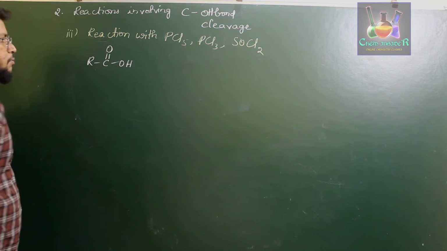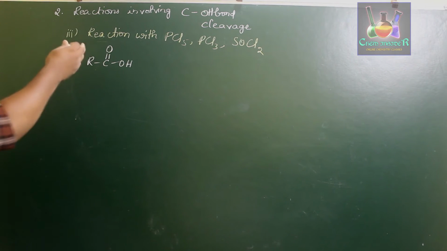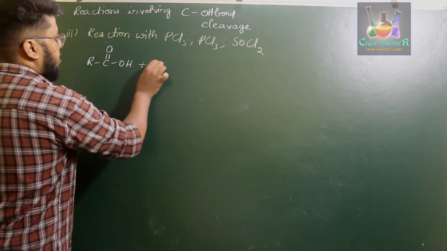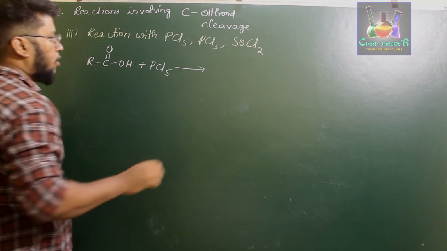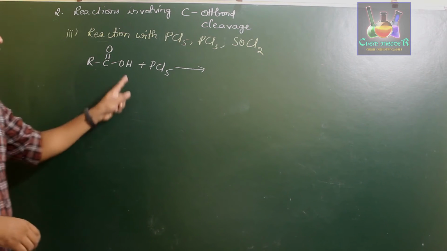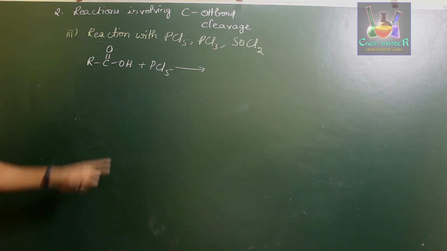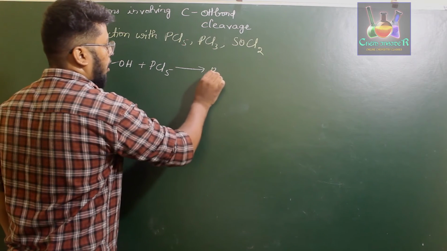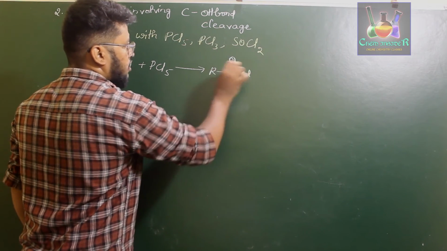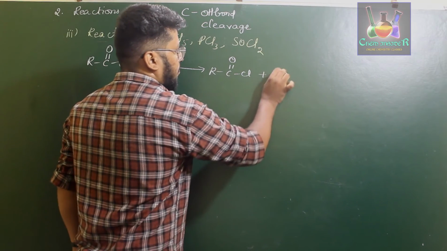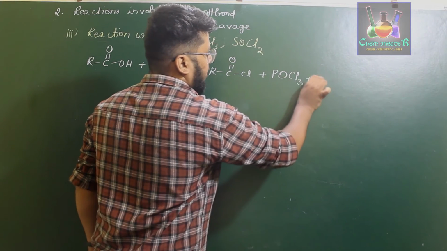RCOOH, carboxylic acid, when treated with one of these chloride agents, clearly forms acyl chlorides, but the byproducts which are formed are different. So when you treat carboxylic acid with PCl5, as we have known, when alcohols are treated with PCl5, the OH group is replaced by the chloro group, which forms a phosphorus compound. So now what happens here is it forms R C double bond O Cl, along with the formation of POCl3 and HCl.